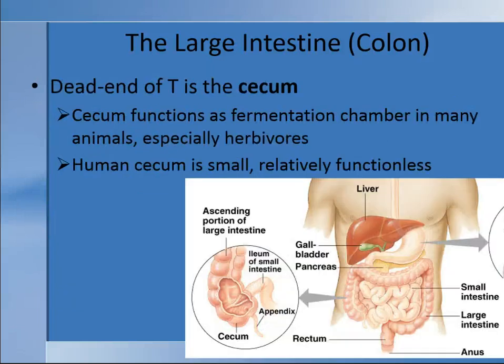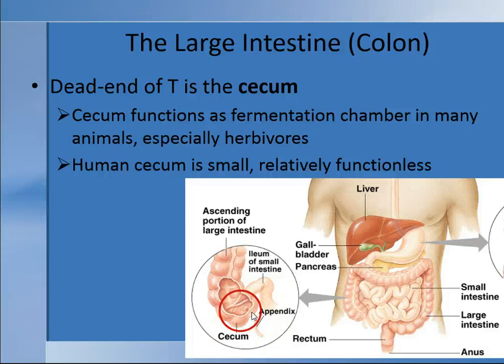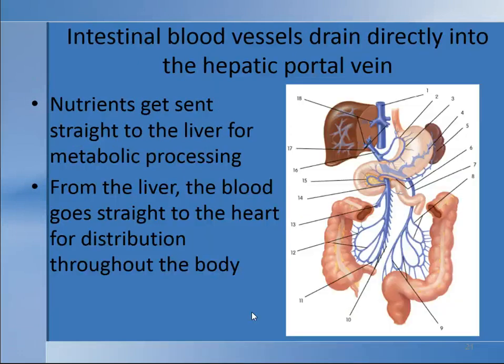Okay, now the dead end of that T down here. So here's the ileum coming in. This is the cecum. And the cecum in us is not particularly useful, but in herbivores, you're going to find that the cecum is huge, and it's important in herbivores for digesting the cellulose that you find in grasses and leaves and things like that. So for us, it's small and it's relatively functionless. Here's my fun animation.